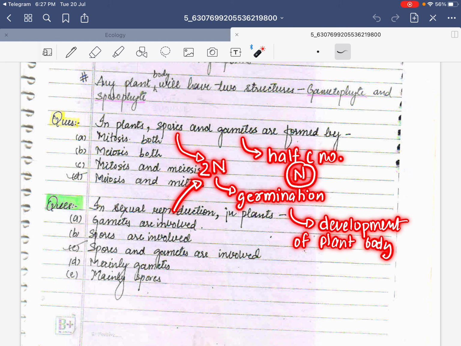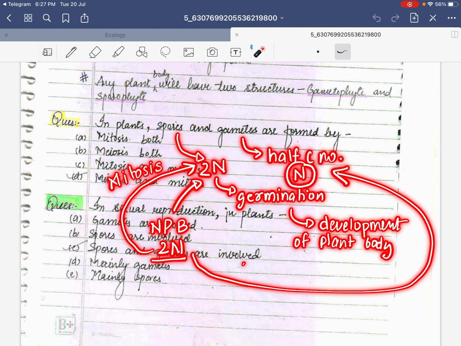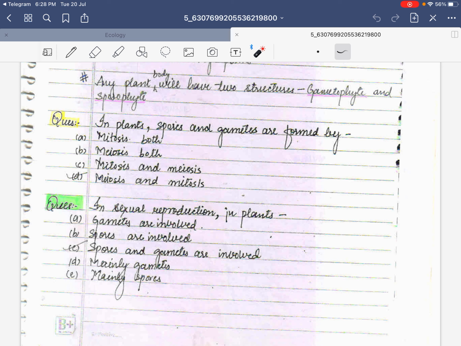Okay, now normal plant body is diploid, right? It is 2n. So, if you want to form spores out of it, then you should undergo mitosis, right? And if you want a haploid content, then you should go for meiosis, right? All right. So, here the correct answer is mitosis and meiosis. This is the correct answer. Mitosis and meiosis. All right.